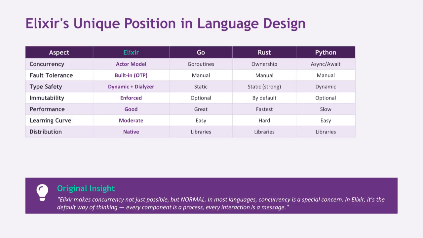Elixir is the only language where concurrency and fault tolerance are not features you add, they are the default way of thinking. Every component is a process, every interaction is a message. You don't opt into resilience, you have to actively work to avoid it. The observation I want to leave you with from this slide: in most languages, concurrency is a special concern requiring extra framework and careful design, but in Elixir, it's just how things work.